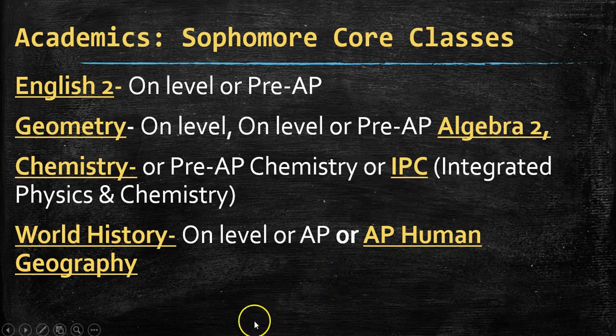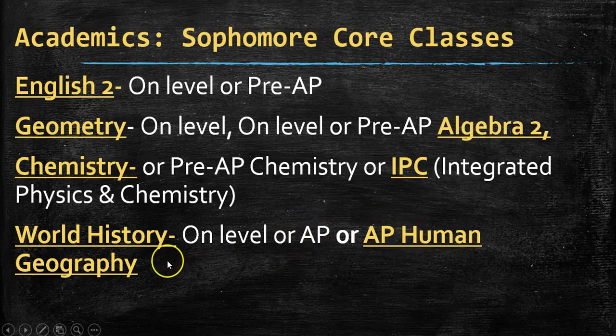As far as history, world history is the history class that most of you will take. There is only on-level world history or AP world history. So if you're wanting an advanced level class, there's not like a pre-AP that's in the middle. The AP world history is just like AP human geography.